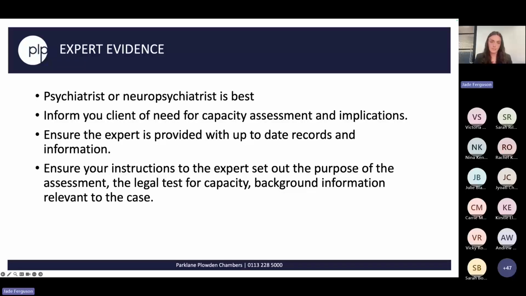You should always ask your expert to explain how the client's condition might affect their ability to make a specific decision. Again, it's going back to the functional and the diagnostic test, making sure that none of that is skipped. We need that causal link. The bit that experts often struggle with is ensuring that that causal link is met: that it's the impairment that is causing an inability to make a decision, not that this is just an unwise decision that they disagree with.